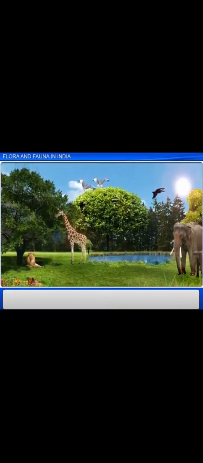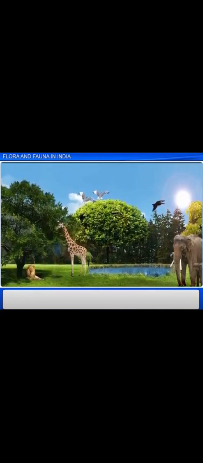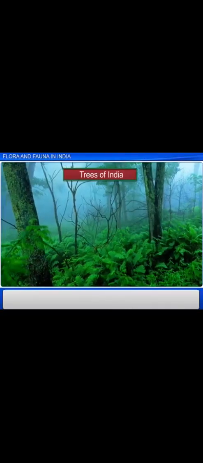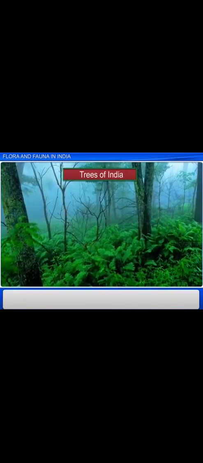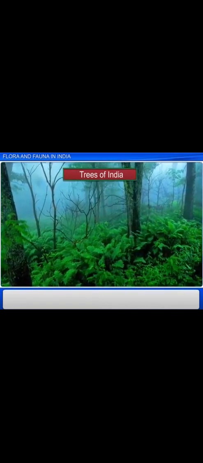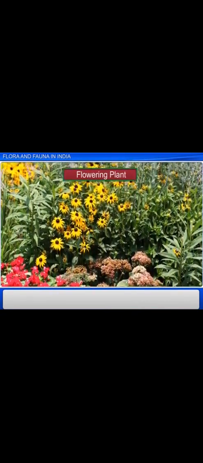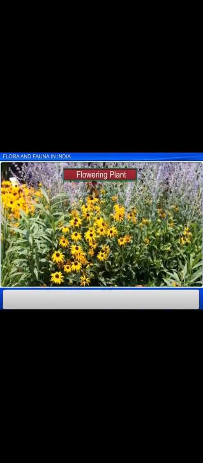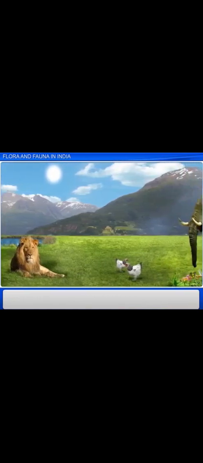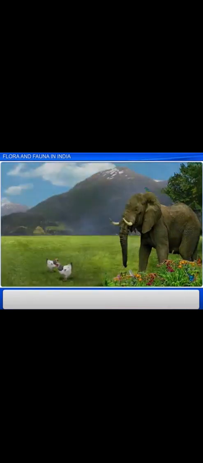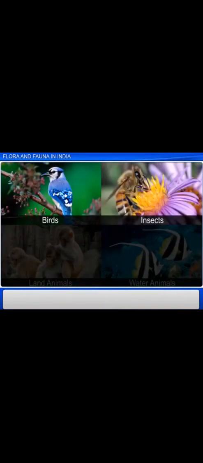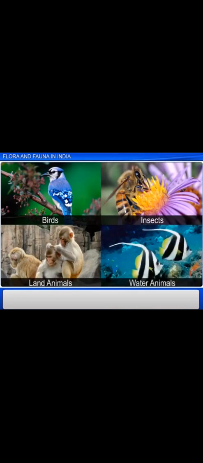India has a rich biodiversity and is home to around 1.6 million, or nearly 8% of all the species of flora and fauna found in the world. India is home to around 47,000 species of flora. These range from tiny ferns to lofty trees. Around 15,000 species of flowering plants are indigenous to India. India is also home to over 81,000 species of fauna. These include birds, insects, and land and water animals.